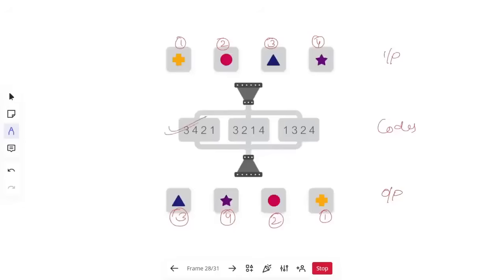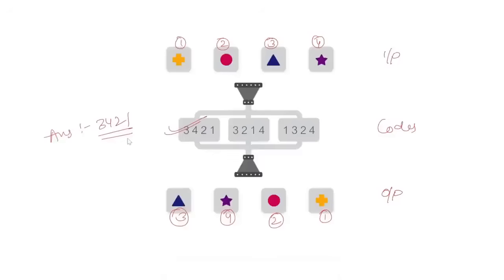So this is the correct code for this. Okay, so the answer for this is going to be 3, 4, 2, 1. Now guys, I will give you a quick trick. Because these types of questions, you need to attempt a lot of questions in short time.